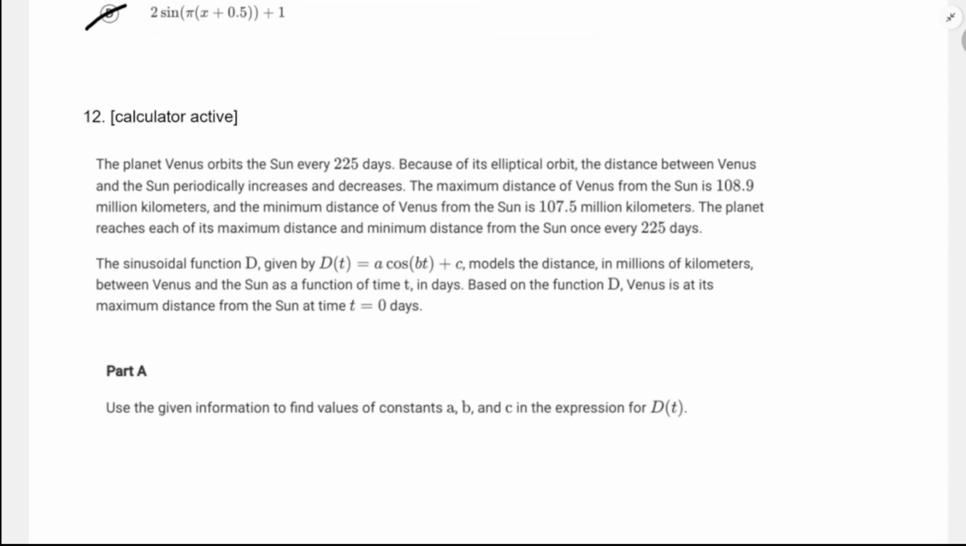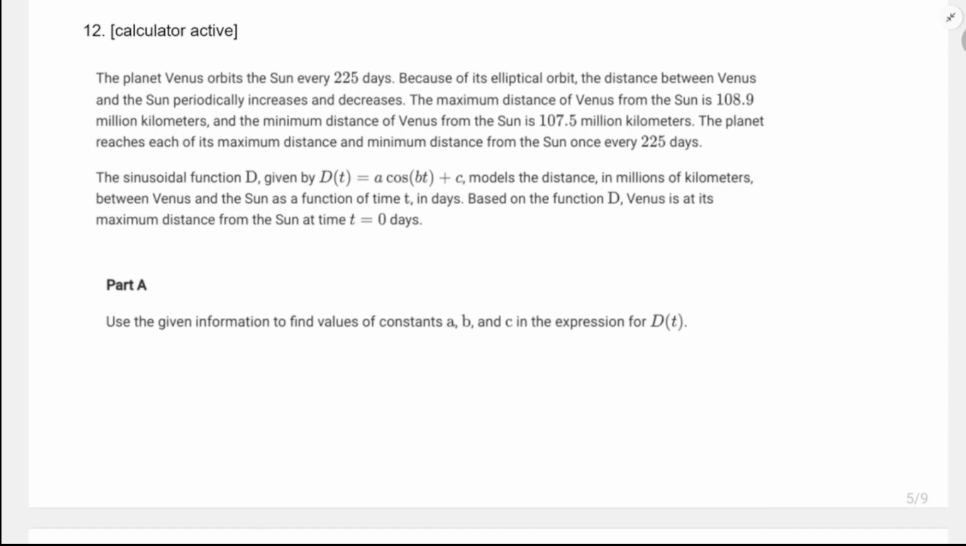Okay, here we've got one that's going to require a calculator, which your test will not, but we can still do this. Just be a good trig. Use the given information to find the values of constants a, b, and c. So there's not going to be a phase shift. It must be starting at a maximum. Maximum distance is 108.9 million, and minimum is 107.5 million.